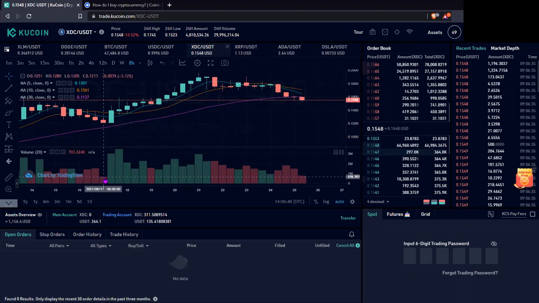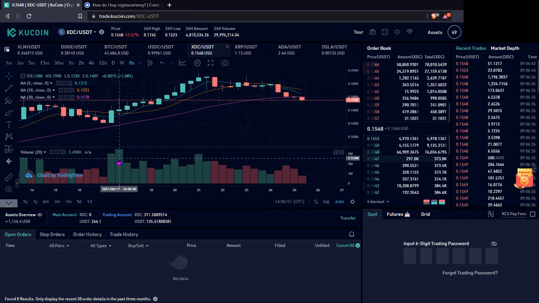Then the other piece is going to be at the bottom. It's going to be the volume here. And this is the volume for that interval. You'll see on the one I've selected, it'll tell you how much. So for here, it's 3.498 million being traded for that interval.